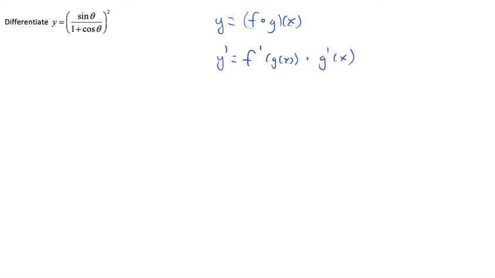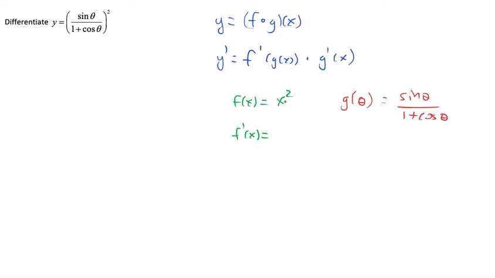Now, what do we have in this case? The outer function is, we'll just call that x squared. And the inner function usually is going to be what's inside the parentheses, so g of theta, I guess we should say. Notation is sort of important. I don't want to put g of x. It's sine of theta over 1 plus cosine of theta. So what is f prime of x?